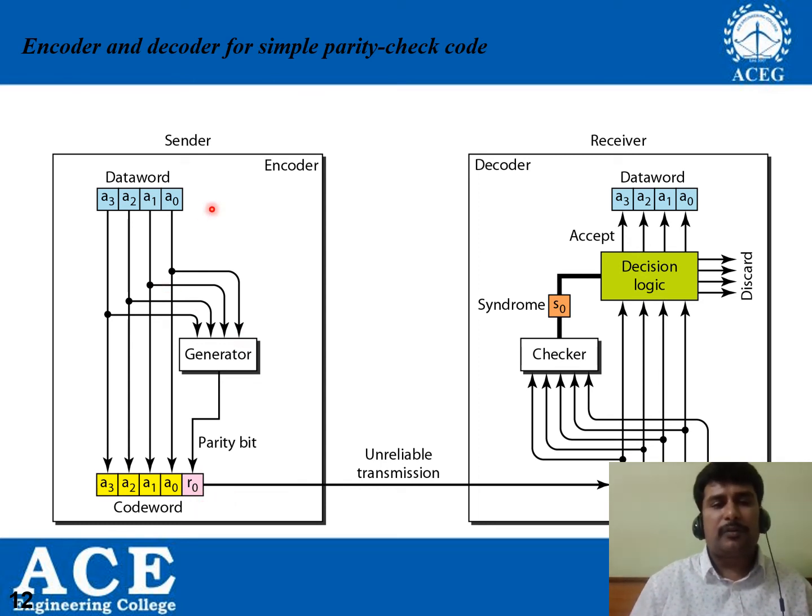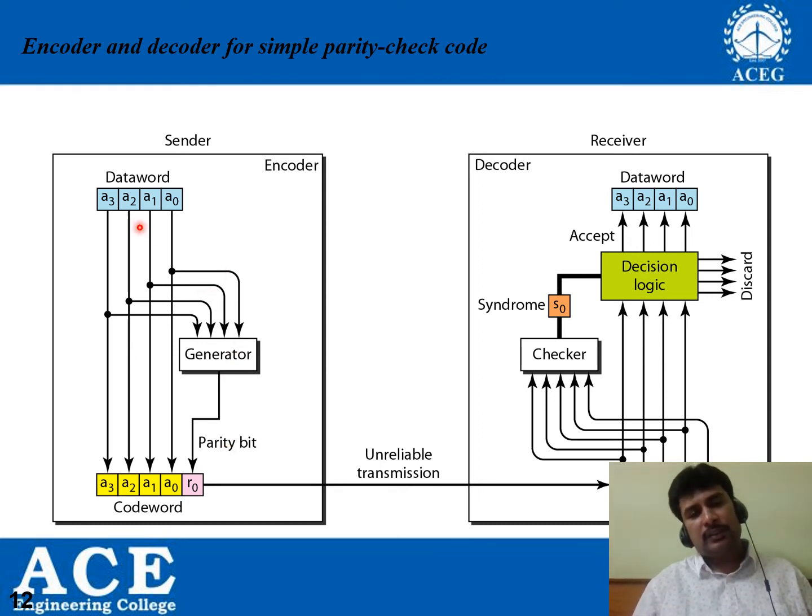So the total number of ones is odd and we require even parity, so R becomes 1. Total number of ones is even and I require even parity, so R becomes 0. So it is a simple parity check code.